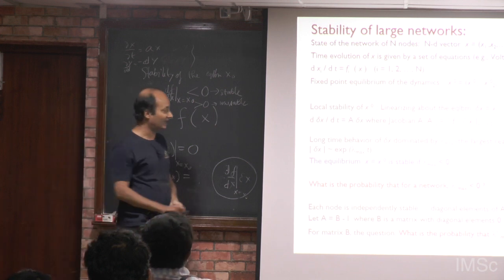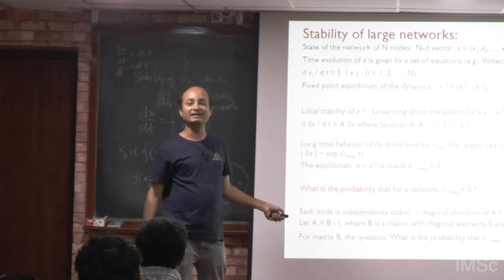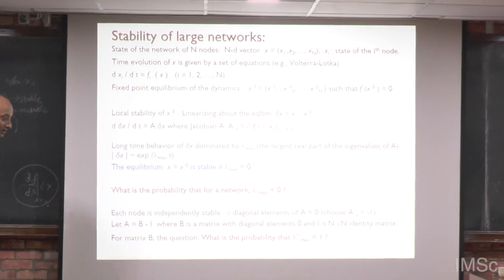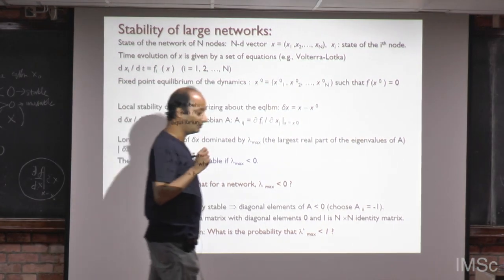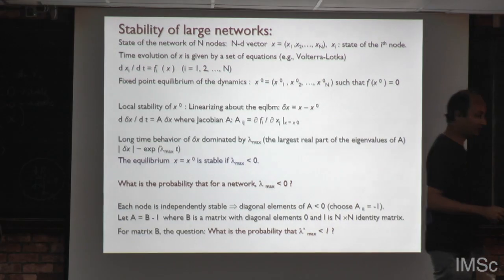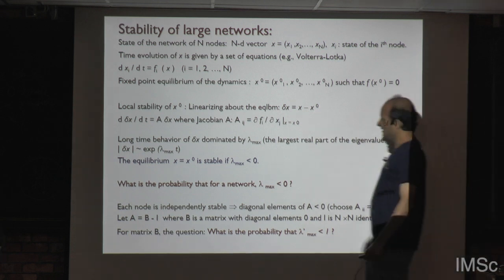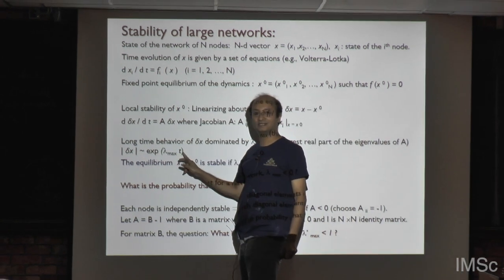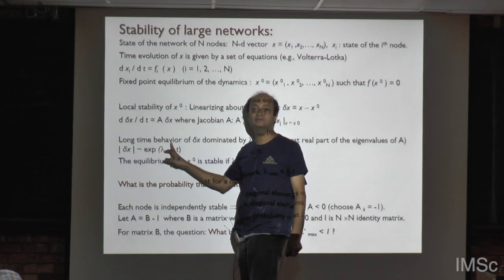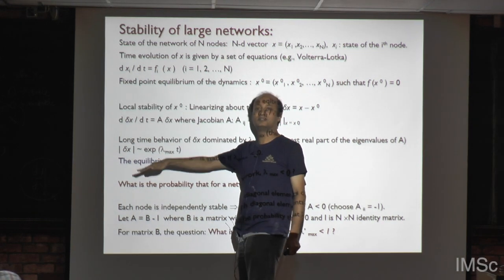So you are just saying that all of these terms would be negative. Okay. Now, since what these diagonal terms do is just give you a time scale at which the perturbation decays. If you look at this e to the power lambda max t, what is this doing? It's providing a time scale, right? How quickly does the perturbation decay?